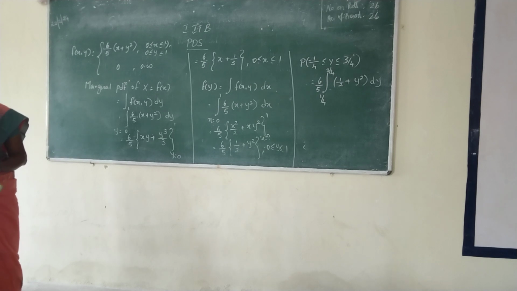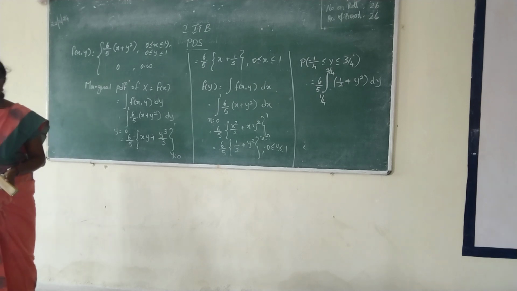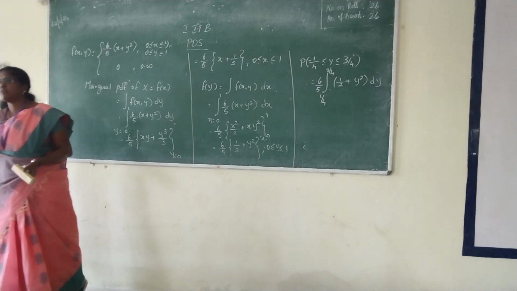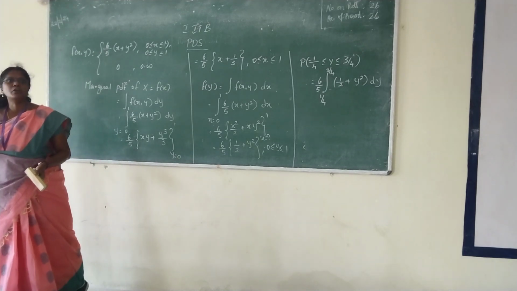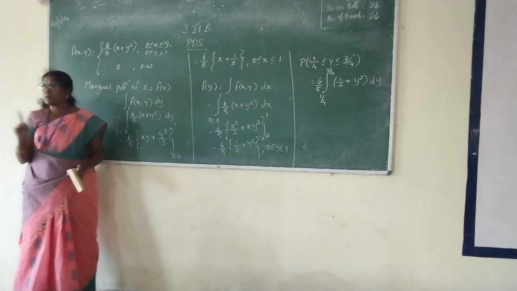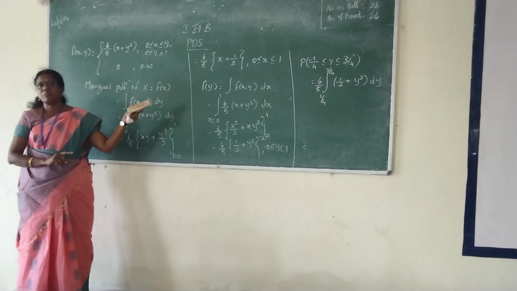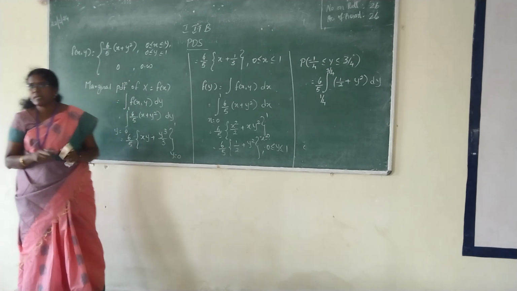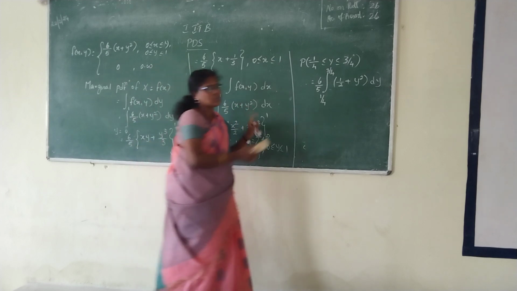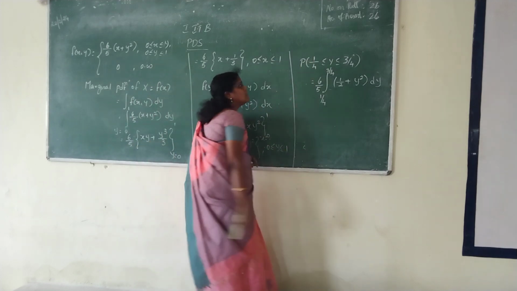Because from minus 1 by 4 to 0, is the function defined or not? Not defined. Because the function is defined only from 0 to 1. So you are going to integrate only from 0 to 3 by 4. Can you understand the logic? See, I gave you only one question but I can change it to many different forms. So you should be very careful when you are handling the limit values. So now proceed with this.